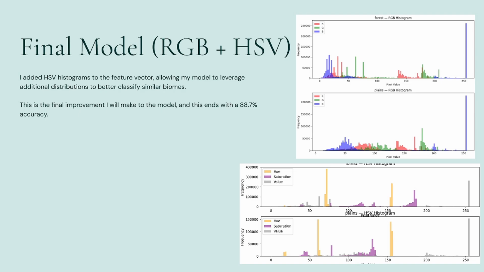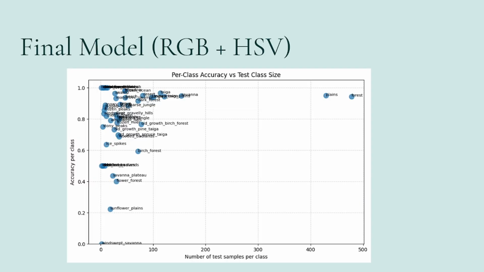And I'll also be looking to add 128 bins for each of the RGB and HSV so we can double our features and get a little bit more accuracy. This does jump our accuracy to 88.7%, up from 87%. Now I'm looking at some metrics of the final model.